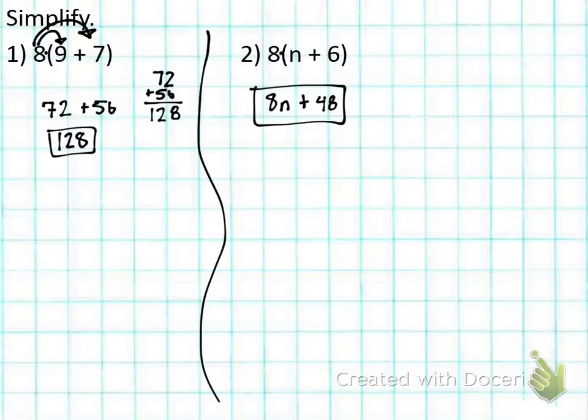So, I would suggest you pause the video right now and write down these 2 examples. And also, I'd like you to write down next to the second example steps on how we got to this, okay? First, I distributed the 8 to the n. Then I distributed the 8 to the 6, because 8 times 6 is 48. And then I boxed my final answer, okay? Well, this is all we're working on for this lesson.